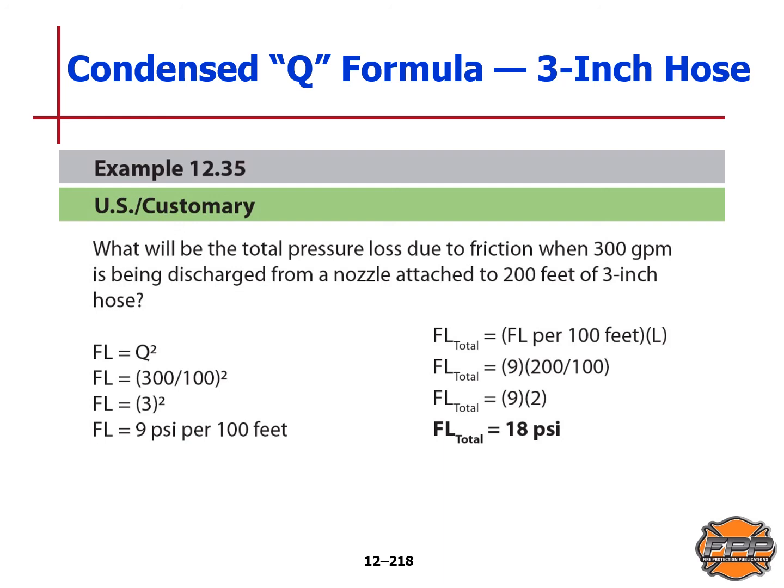Let's look at the example on the left first. Friction loss equals Q squared, so we plug in the numbers. Friction loss equals 300 divided by 100, squared, which is 3 squared, so friction loss is 9 psi per 100 feet. Now on the right side, friction loss total equals friction loss per 100 feet times length. Plugging in the numbers, friction loss total equals 9 times 200 divided by 100, which is 9 times 2, so friction loss total is 18 psi.